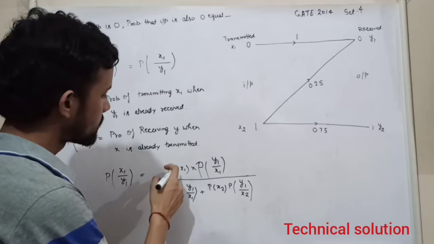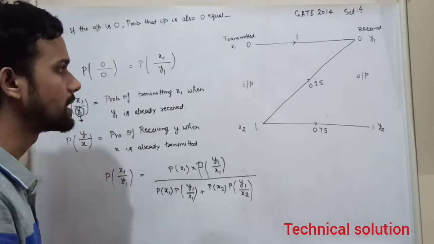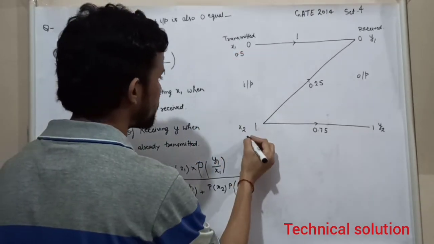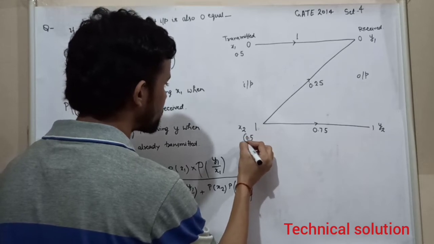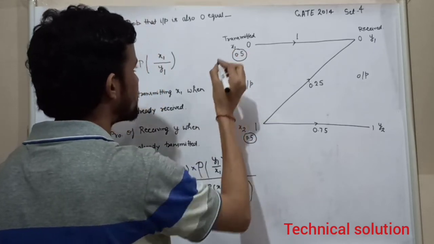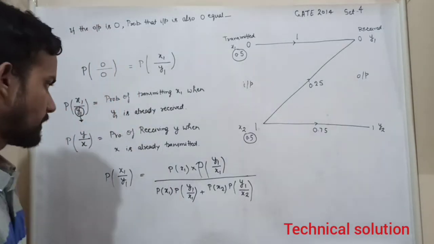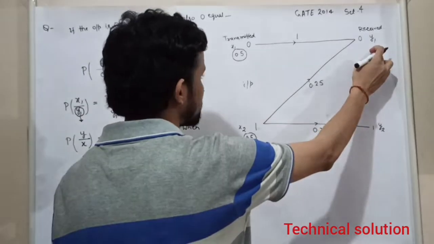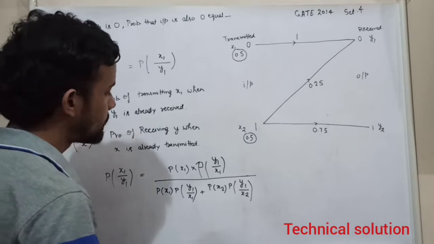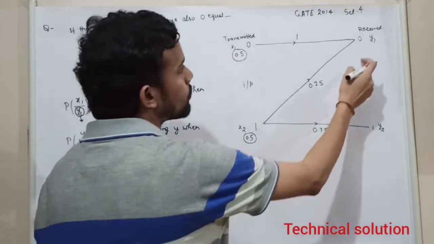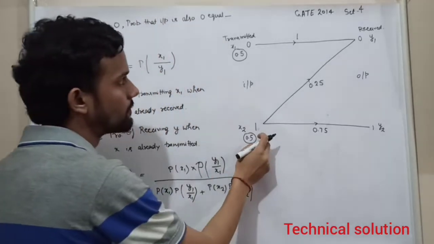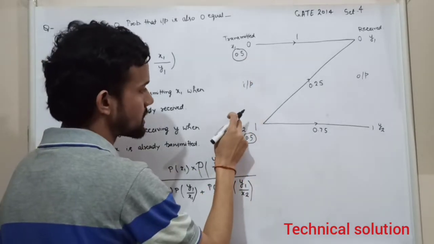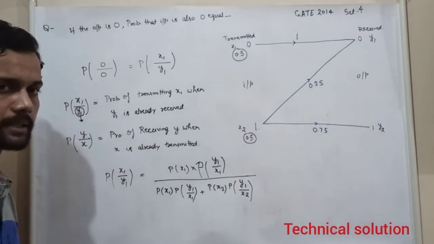The meaning of this is the probability of x1, and in the question it is given that the input has equal probability, that is 0.5 for this x1 and 0.5 for this x2. The meaning of P(y1/x1) is the probability of receiving y1 when x1 is transmitted, and the meaning of P(y1/x2) is the probability of receiving y1 when x2 is transmitted. We have two probabilities to receive y1, either x1 is transmitted or x2 is transmitted. That's why Bayes' theorem is written like this.